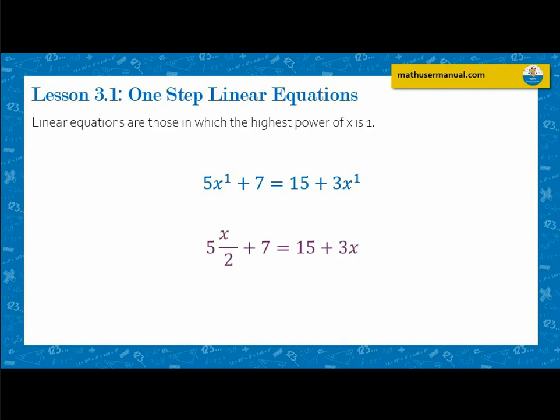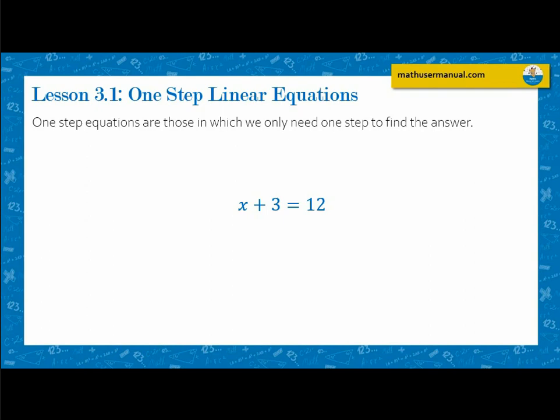Let's look at another example. This one might be tricky because the x is in a fraction, and fractions tend to scare us. But we don't care about the coefficients. We don't care about the numbers x is being multiplied or added to or subtracted by. We care about the exponent of x. And this x is to the power of 1. That makes this a linear equation, and that's how we can identify linear equations, by the highest exponent of x being 1.